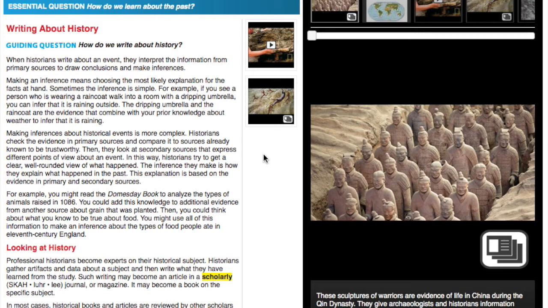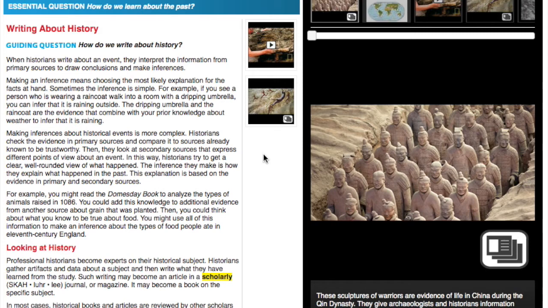So as we get going here, when historians write about an event, they interpret the information from primary sources to draw conclusions and make inferences. Making an inference means choosing the most likely explanation for the facts at hand. Sometimes the inference is simple. For example, if you see a person who's wearing a raincoat walking into a room with a dripping umbrella, you can infer that it's raining outside.